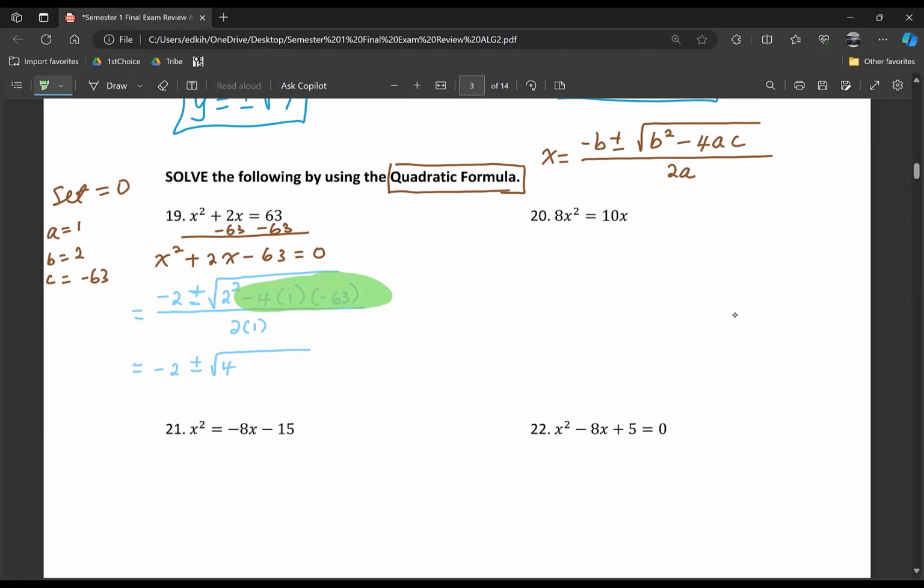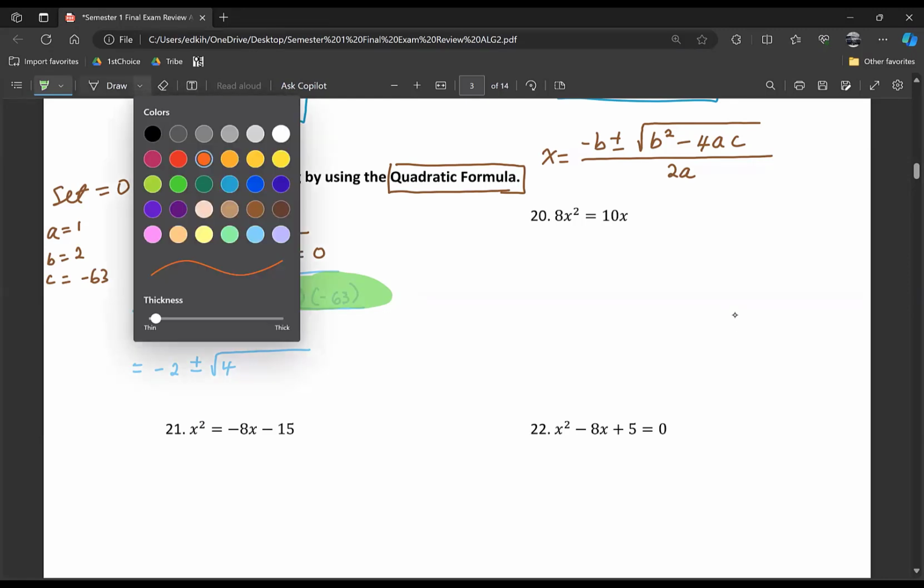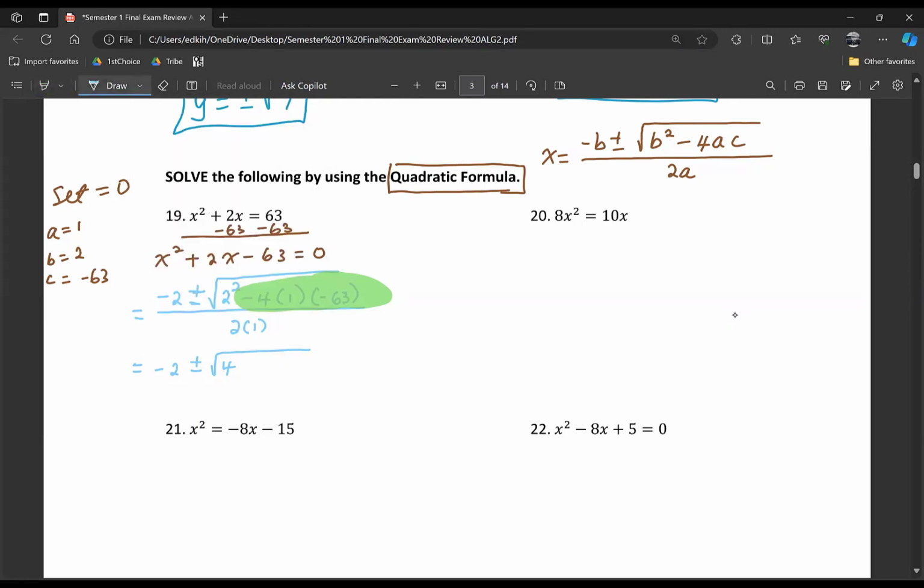So if you've already multiplied, that's good. Yeah, so negative 4 times 1 is negative 4. Negative 4 times negative 63 is positive 252, over 2. I'm running out of room, so I'm going to move it up here. So we have negative 2 plus or minus the square root of 256 over 2.